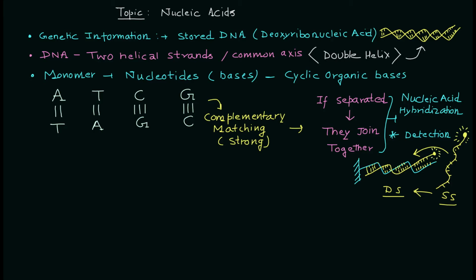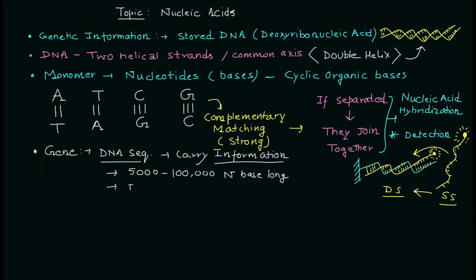Next, what is a gene? Because when we discuss DNA, we need to discuss genes. A gene is a sequence of DNA which carries the information. It can be very long or very short. Bacteria have a smaller number of genes, while humans have a larger number, around 20K to 25K genes. And when you have so many genes, you need to make proteins from those genes. The process that makes the protein is transcription and translation.